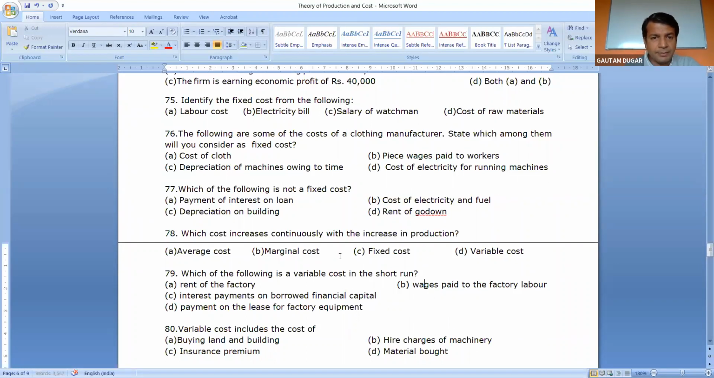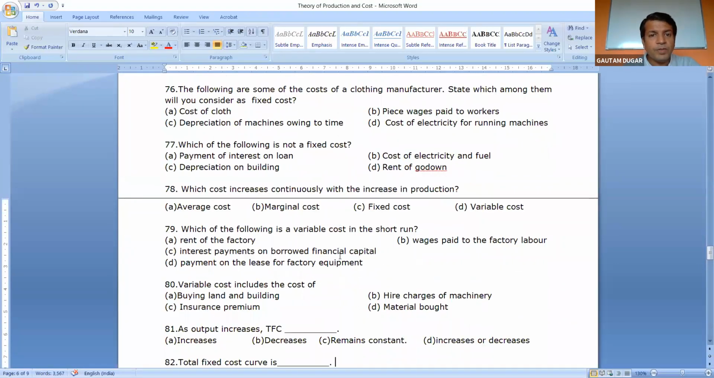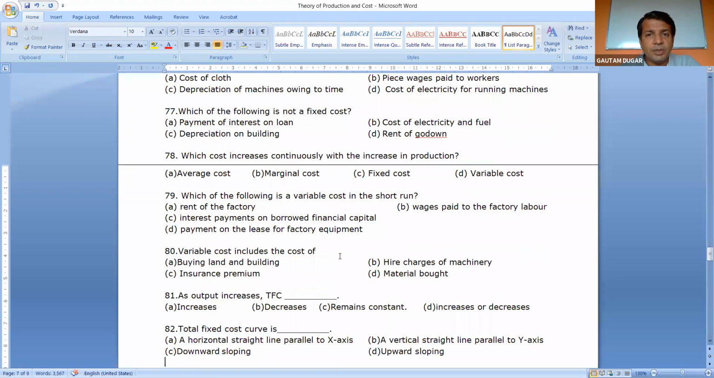Coming to 78, which cost increases continuously with the increase in production? Obviously, variable cost increases. Yes, that's right, KG Priya. It's 78. It's D, not B. It's not B, KG Priya, I'm sorry. It's D, variable cost. Variable cost increases continuously with the increase in production.